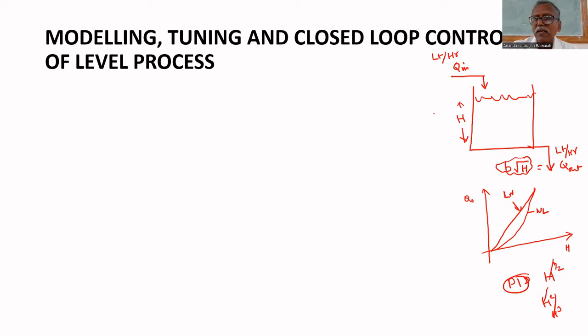If you obtain the mathematical model of this level process, you will get a first order model after linearization. Linearization means we are assuming that it is linear and we obtain the model, then it is called a linearized model. That is theory that we will see later.